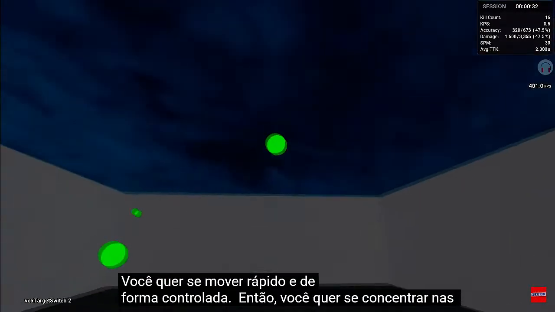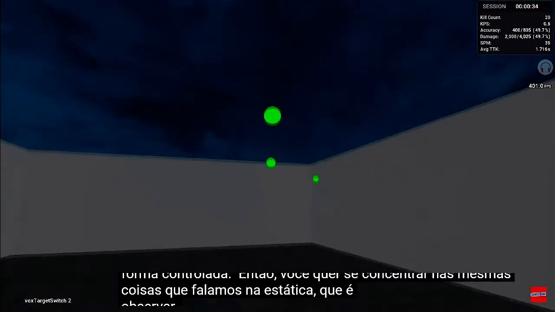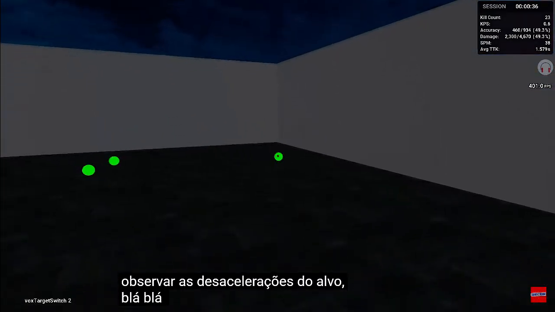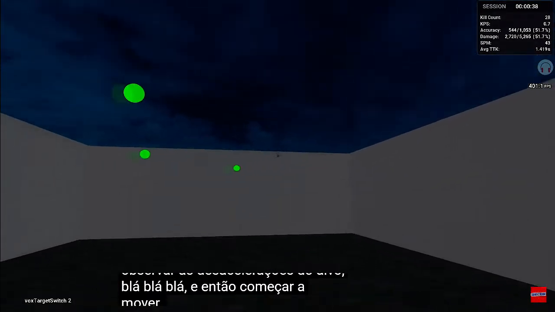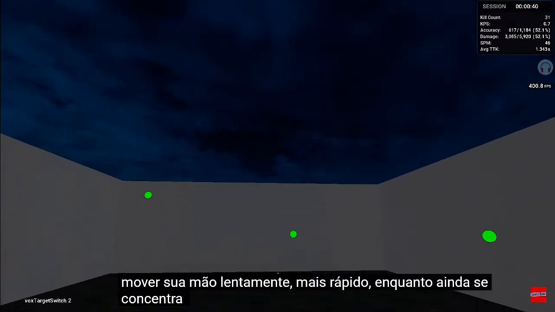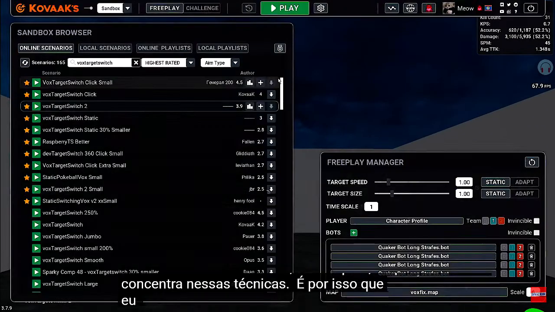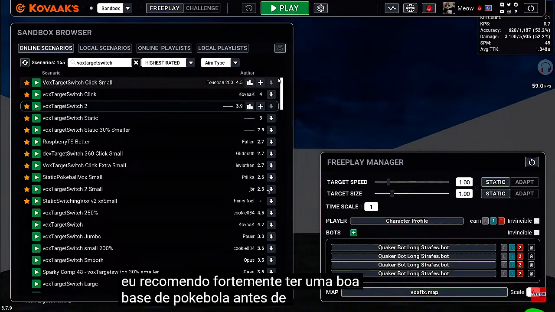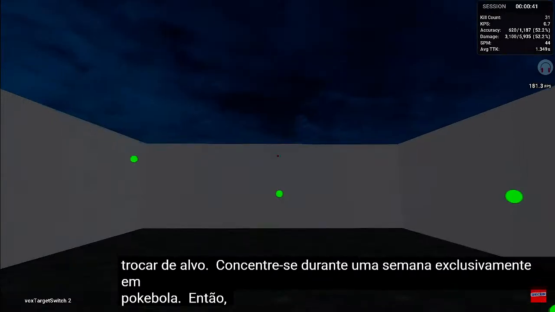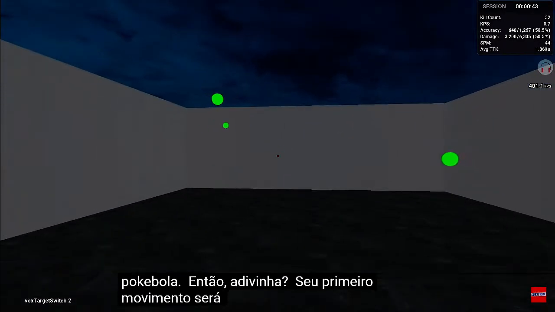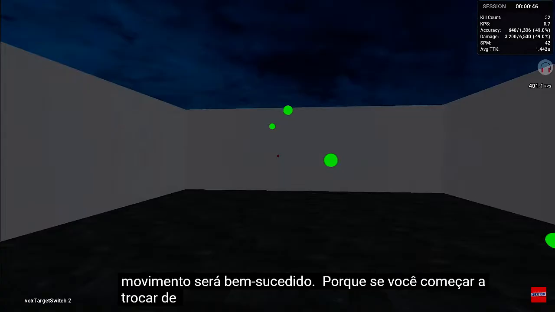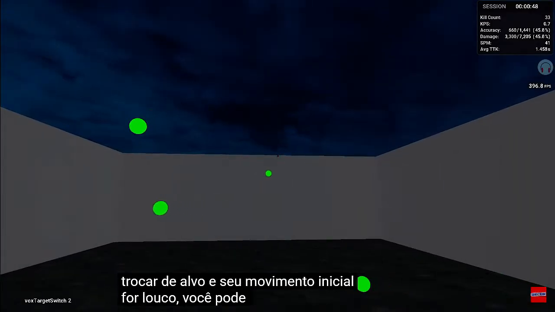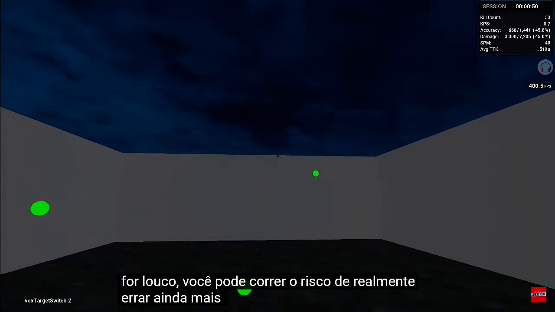So you want to focus on the same things we talked about in static, which is looking at the target, decelerations, blah, blah, blah, and then start to slowly move your hand faster while still focusing on those techniques. That's why I strongly recommend getting a good pokeball foundation before moving on to target switching. Focus a week purely on pokeball, so guess what? Your initial flick will land, because if you go into target switching and your initial flick is crazy, you may just risk actually messing up your aim more.